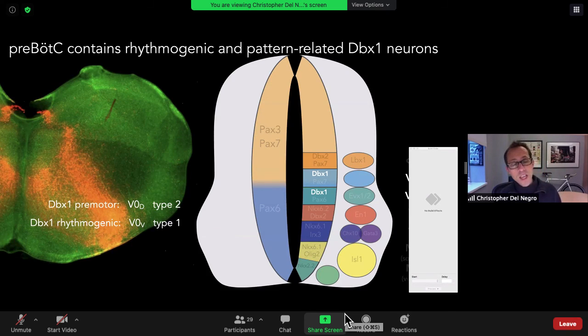So here's the take-home message. DBX1 neurons have rhythmogenic and pattern-related functions. Our working model is that the premotor neurons are type 2 in their physiological properties, and they probably map to the V0D genetic population. The DBX1 rhythmogenic neurons have a type 1 electrophysiological phenotype, and they probably map to the V0V genetic population.